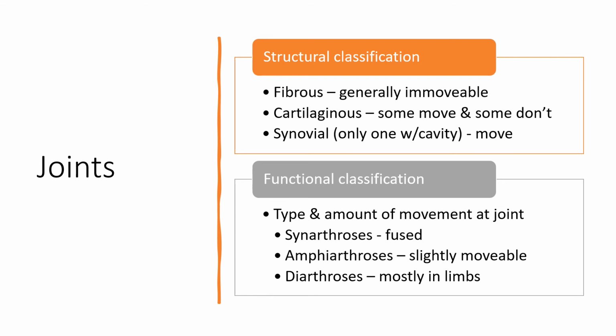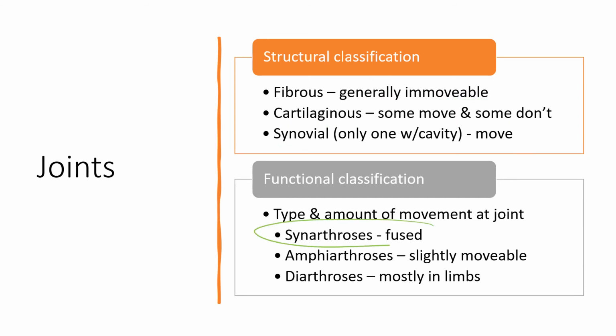So joints can be classified by structure or function. The structure has to do with whether or not it moves, and the functional with how it moves, sort of. So fibrous joints are pretty immovable. Cartilaginous are based on cartilage. You have cartilage in between the bones. Some move and some don't. Synovial, there's only one that actually has a cavity, do move. Synovial joints.